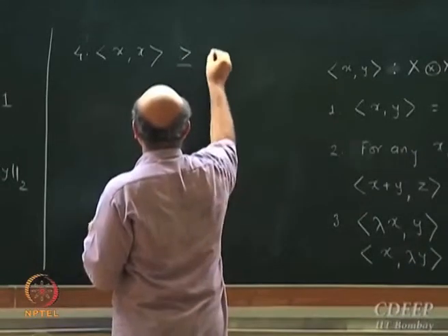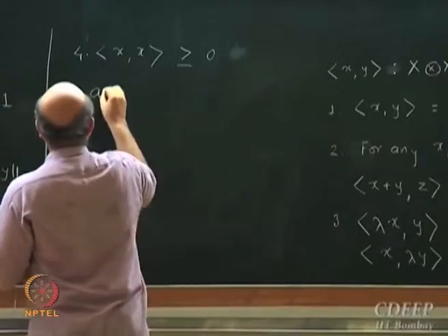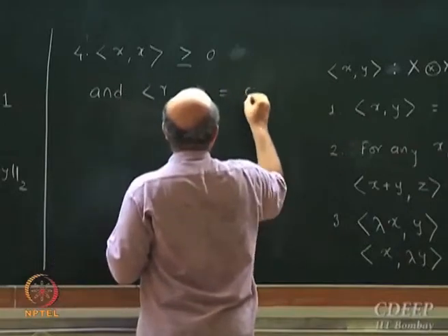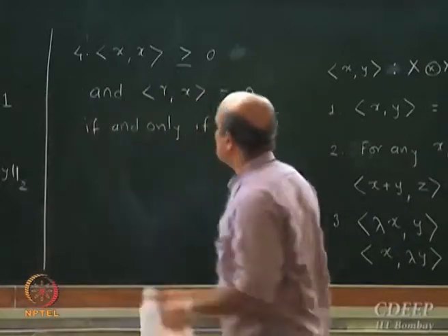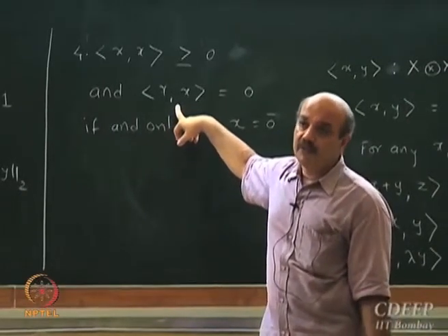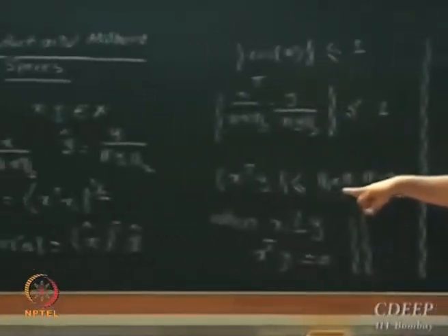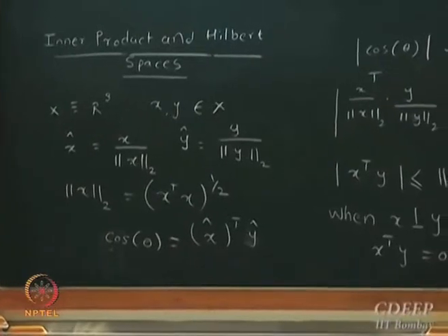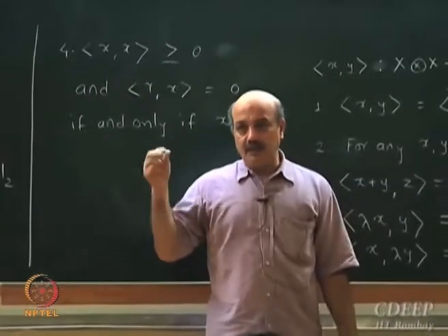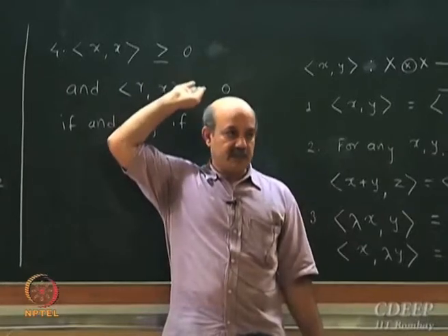So this should always be greater than or equal to 0, and the inner product of x with itself should be 0 only if x is 0. This is also very, very important here. In 3 dimensions, x transpose x will be 0 only if x is the origin. The same property is being generalized here.